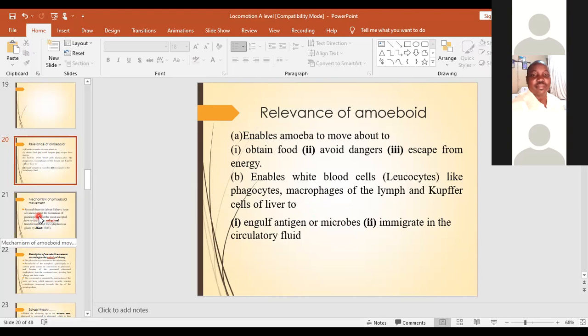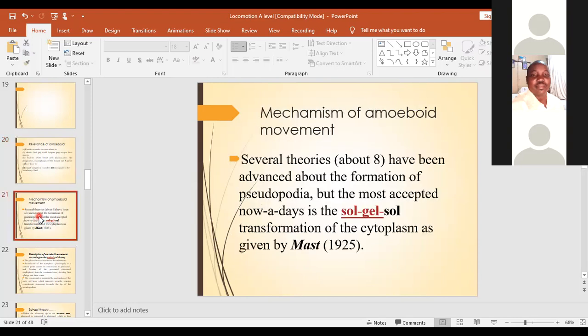So we are expected to describe the mechanism of amoeboid movement. Of course, we have several theories that talk about amoeboid movement, which I'm going to share with you briefly. One of the most popular theories is called the Sol-Gel theory.